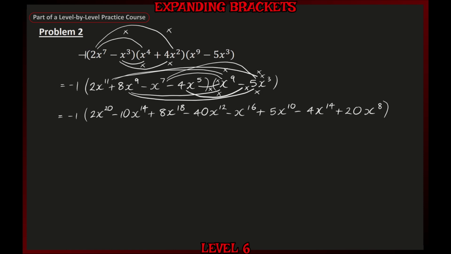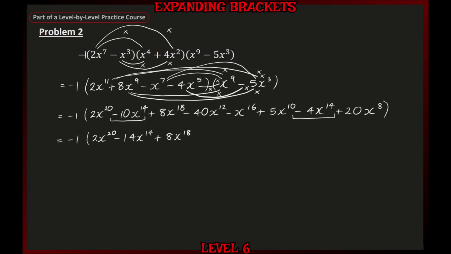Now within this bracket we do have some terms which are like terms, so I'm going to leave the minus 1 on the outside and simplify. So first, 2x to the power of 20 doesn't have any other terms that are the same, so we keep that there. Now we have minus 10x to the power of 14, and we also have minus 4x to the power of 14. So we can collect those together to give us minus 14x to the power of 14. 8x to the power of 18 is on its own.